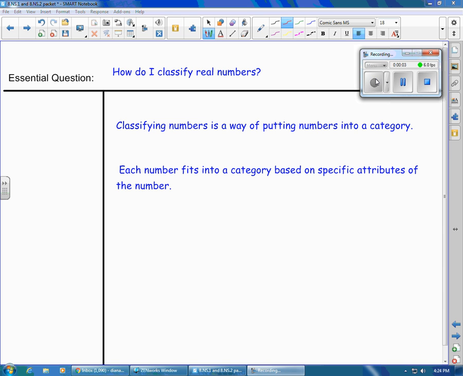We're in the supplemental materials for Module 5. It says real number system on the front. You should be on page 17. And your essential question is, how do I classify real numbers?